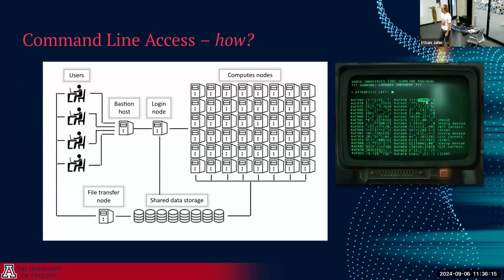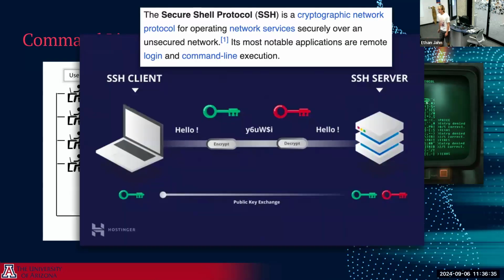And here is a graphical depiction of the different nodes that are on the HPC. So when you're SSHing, you can imagine you're one of these users that is connecting to, you can see they're all connecting to the bastion host there, and then that bastion host connects you to the rest of the system. We'll talk a little bit more in detail about this soon. And then SSH here, this is what's going on when you are connecting with SSH. You are exchanging information over the network effectively.